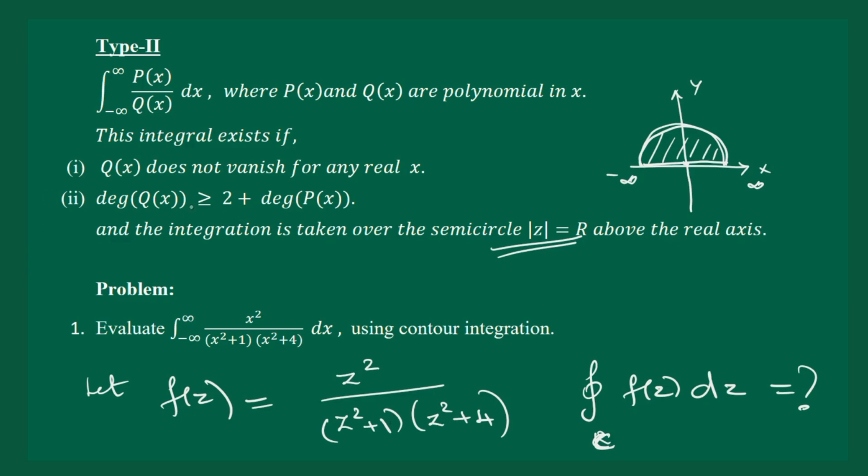And then the first condition: q of x does not vanish for real x. q of x is the denominator. If you factorize this, it will give you only complex roots. That is, q of x does not vanish for any real value, only for complex values it vanishes. So while factorizing it, definitely you will get only complex roots, you won't get real roots.